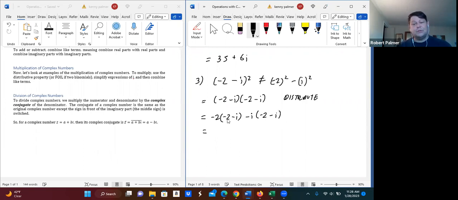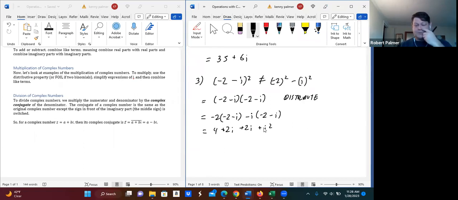Okay. Then distribute again. So negative 2 times negative 2 is positive 4. Negative 2 times negative i is plus 2i. Here again, negative i times negative 2 is going to be plus 2i. And negative i times negative i is going to be plus i squared.